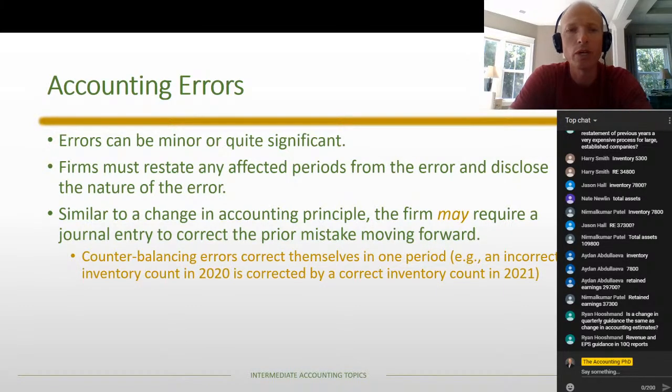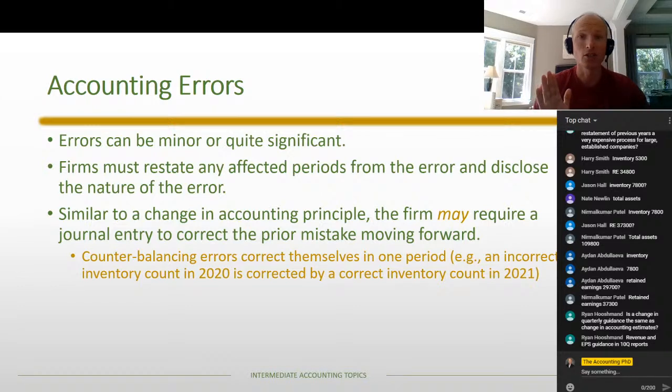So I kind of previewed this. There is something called a counterbalancing error, and a counterbalancing error corrects itself in one period. As an example, if a company has an incorrect inventory count in 2020, as long as their inventory count in 2021 was done correctly, then the error in 2020 was counterbalanced. So it's a counterbalancing error. Now let's say I discover that I messed up in 2022. Well, there's no journal entry that's required because the error has already been counterbalanced.